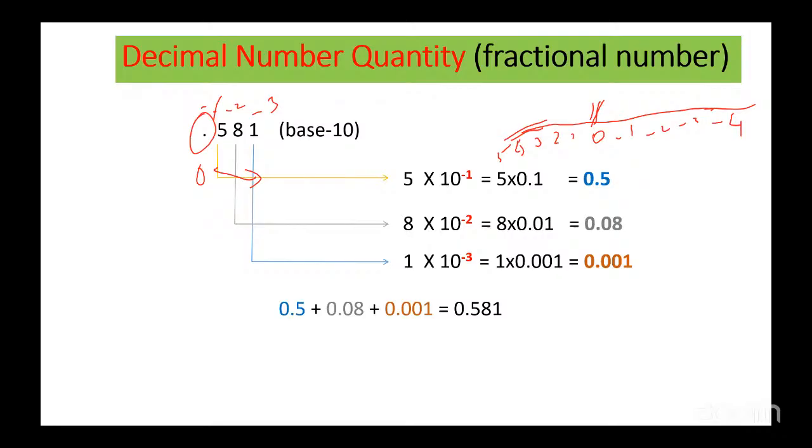So 5 into 10 power minus 1, 8 into 10 power minus 2, 1 into 10 power minus 3. So 1 by 10 is 0.1, 1 by 100 is 0.01, 1 by 1000 is 0.001. By adding all this, you get this decimal number. Got it?